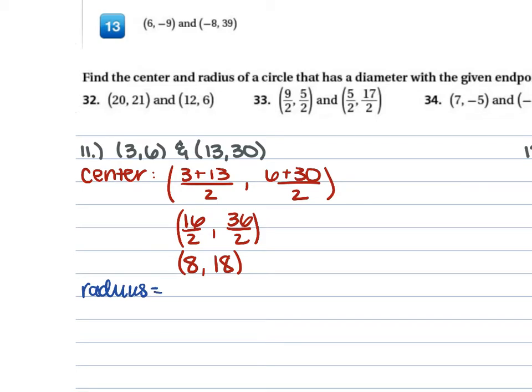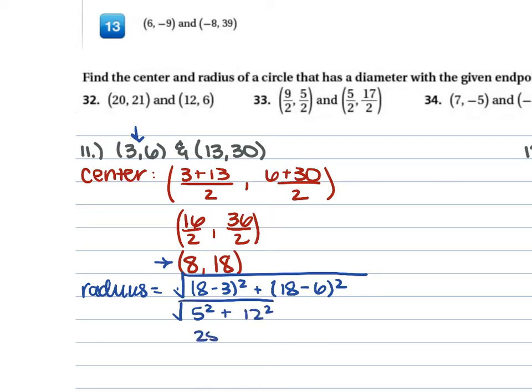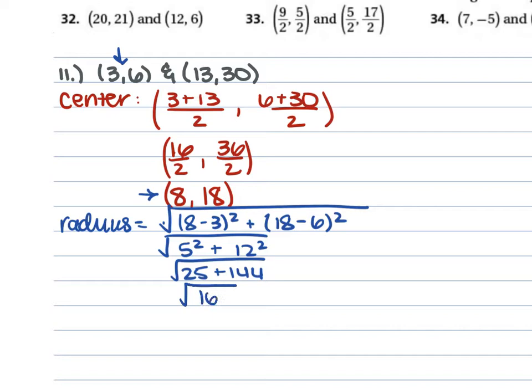To find our radius, we are going to take the square root of x2 minus x1 from the center and one of the originals. So I'm going to do 8 minus 3 squared plus y2 minus y1, so 18 minus 6 squared. That's all underneath the radical. So this is going to give us 5 squared plus 12 squared. 5 squared is 25. 12 squared is 144. This is going to give us the square root of 169, which is 13. So our radius is 13, and our center is (8, 18).